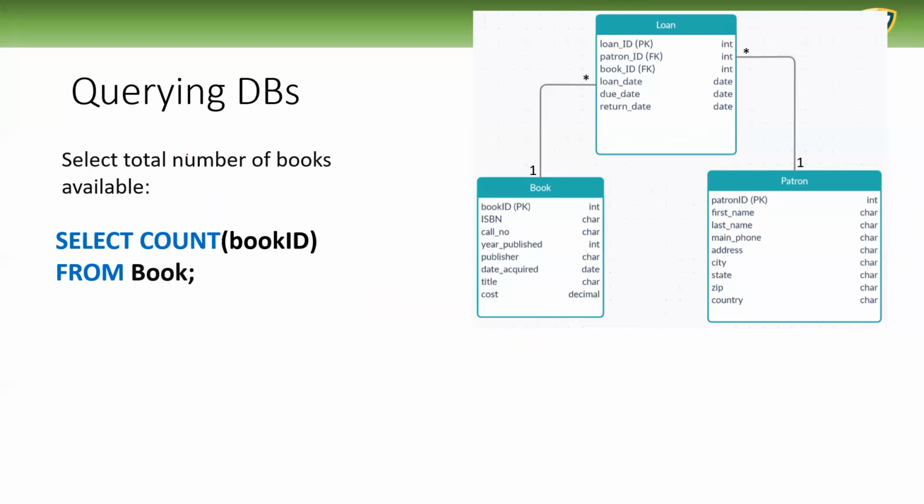Another thing we can do is select the total number of books available, and we can use count for this. So we count the book ID. Book ID is unique, so the count of book ID is essentially the count of the unique books we have.